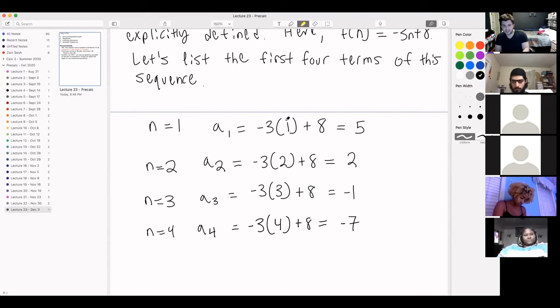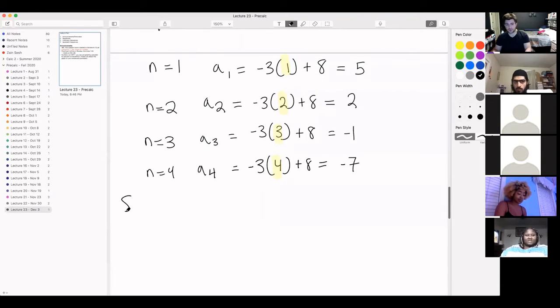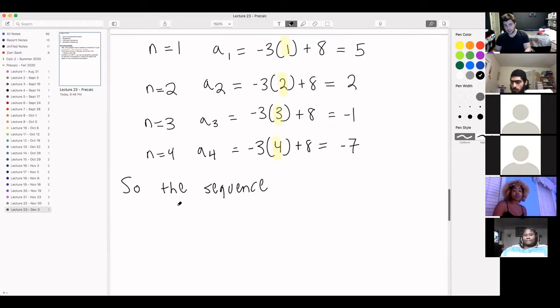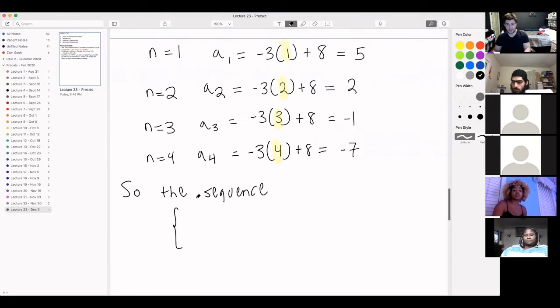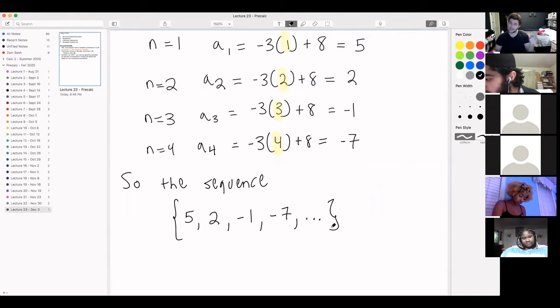All right, so here's what's changing: it's just the input. I'm plugging in 1, 2, 3, 4. That's what you do to get terms of the sequence. So the sequence looks like this if you want to write it out in list form: first term is 5, second term is 2, third term negative 1, fourth term negative 7, and now you put dot, dot, dot here to represent that there are infinitely many more terms that come after negative 7.